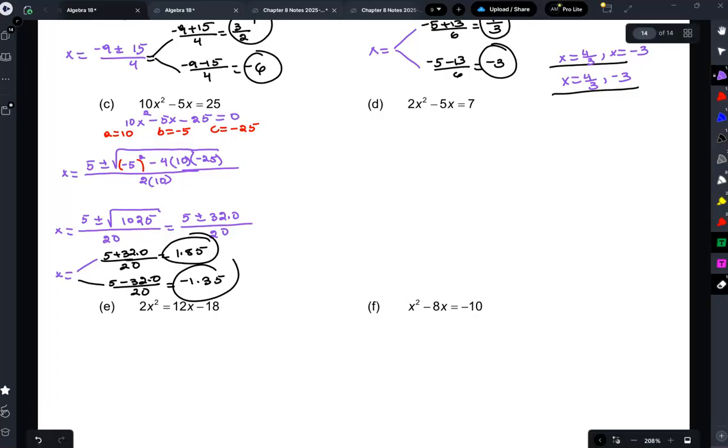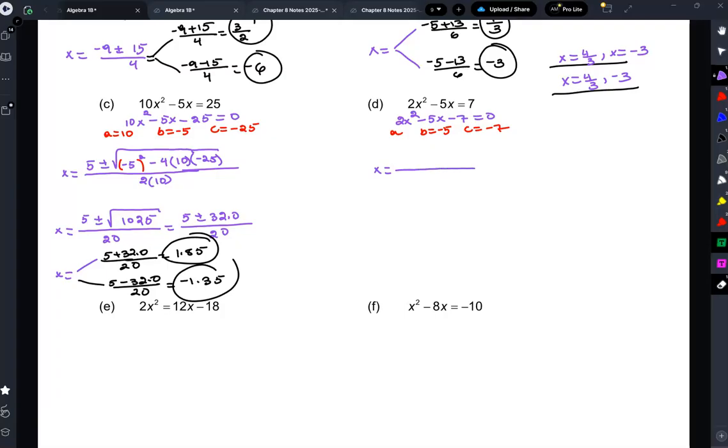What am I going to do first here? Subtract the 7. So 2x squared minus 5x minus 7 equals 0. Do you see how that's a minus 7 now? Versus if you don't subtract it, then your C is a plus 7 and it'll be all wrong. So A is 2, B is negative 5, C is negative 7. So x equals negative B, which is positive 5, plus or minus the square root of parentheses negative 5 squared minus 4 times 2 times negative 7, all over 2a.